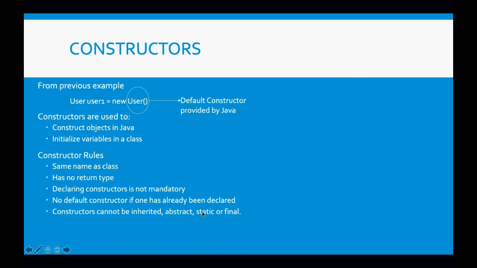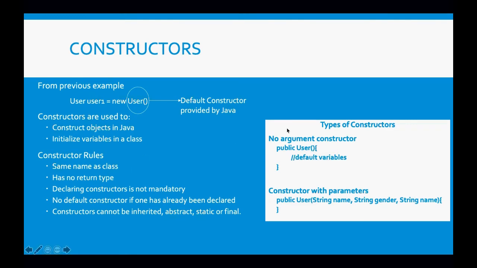So we've talked about static, where we said that it is bound to the class and not the object or the instance of a class. And we'll talk about inheritance and abstraction and final in the coming lectures. So these are some of the rules that constructors have to follow. Same name as class, has no return type, declaring constructors is not mandatory, no default constructor if one has already been declared, and constructors cannot be inherited, abstract, static, or final.